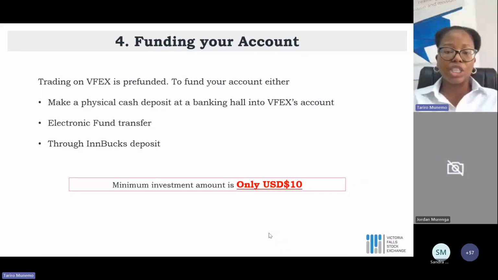So the pathways that you can use to fund your account are simply by either going to a banking hall and making a deposit into the VFEX account.